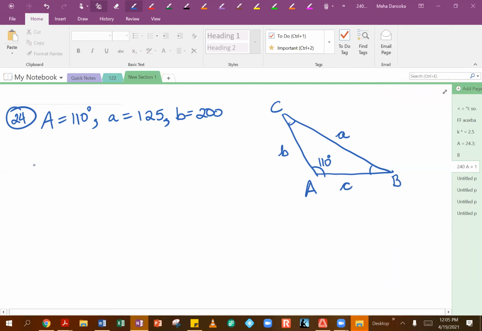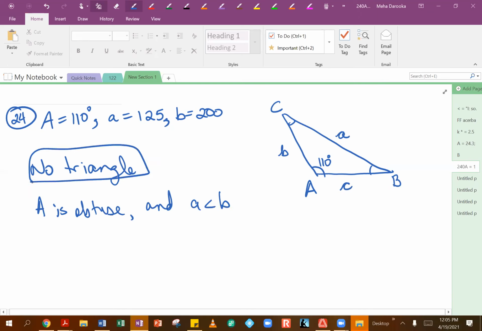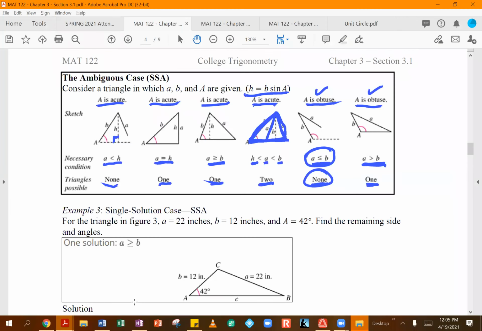So that's why there is no triangle which will satisfy these conditions. In this case, angle A is obtuse and A is smaller than B, so that's why we have no triangle. Again, I will say it one more time, guys, just keep this little chart handy with you so you can use it to help you out with the different cases. All right, so that was number 24.